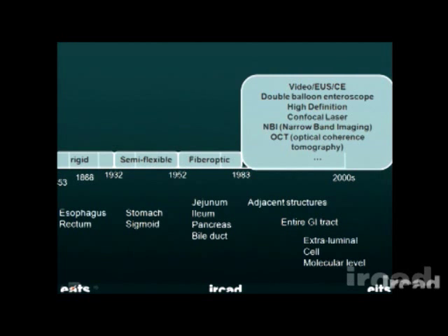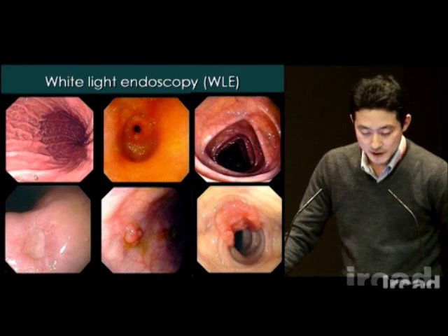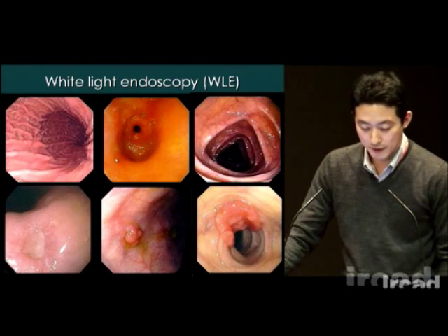With a rigid scope, we could only see the esophagus and rectum. Since the semi-flexible scope, we could see more of the stomach and sigmoid colon. The jejunum, ileum, pancreas, and bile duct could be observed since the fiber optic flexible endoscope. So currently, we can see not only the entire gastrointestinal tract, but also adjacent extraluminal structures, and perform therapeutic procedures.